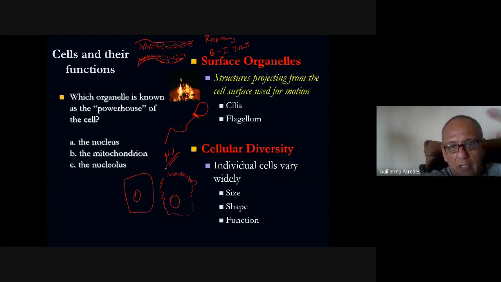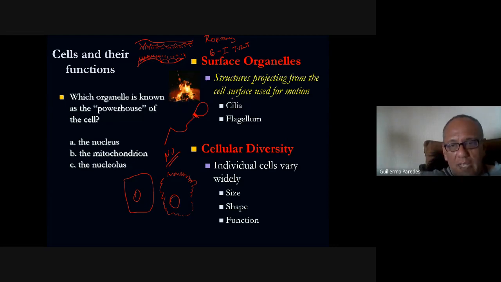Yes. Okay. Now, here we have the cellular diversity. We have different size, different shape, different function. The size: the largest cell is going to be the ovum, that is 0.1 millimeters. You don't need to know the number, but just remember the largest cell in the body. We have cells like the red blood cells. The red blood cells are going to be 70% of the size of the ovum. So the size is going to change.